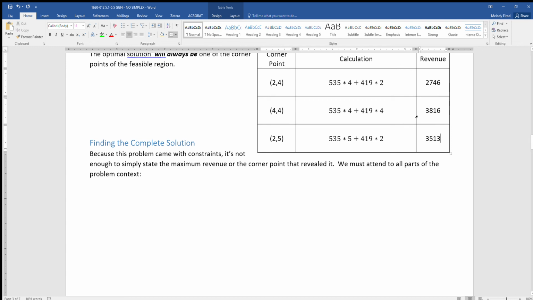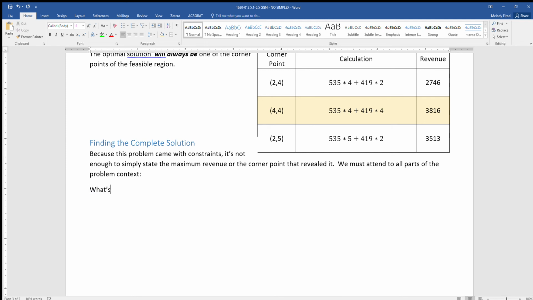So clearly the winner, right, is this guy here. Right, there's our clear winner. And so we know we can optimize by making 4 batches of each. Because this problem comes with constraints, though, it's not enough to simply state the maximum revenue and the corner point that revealed it. Instead, we need to attend to all parts of the problem context, which means what's the maximum revenue?